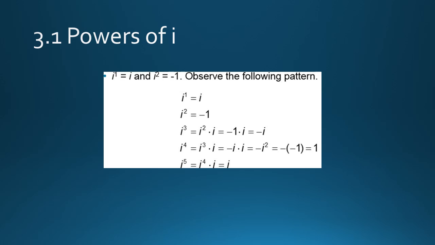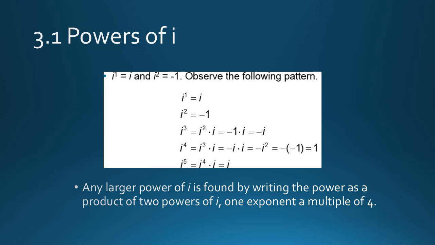And then when you go to i to the fifth, it starts all over again. i to the fifth will be i, i to the sixth will be negative 1, i to the seventh will be negative i, i to the eighth will be positive 1. And you're going to see this repeat every 4 numbers.